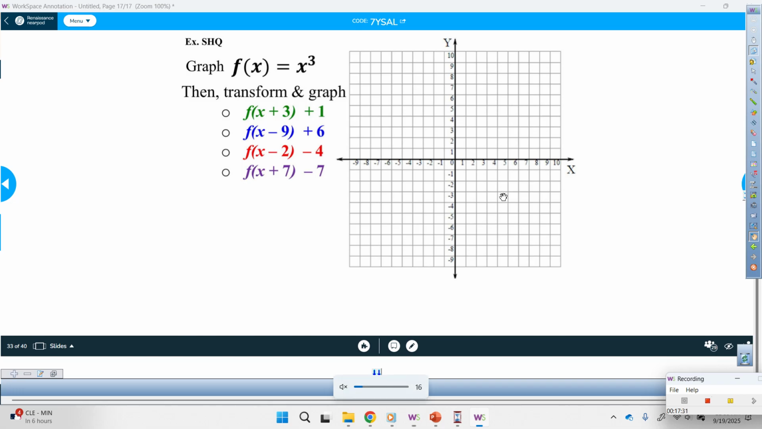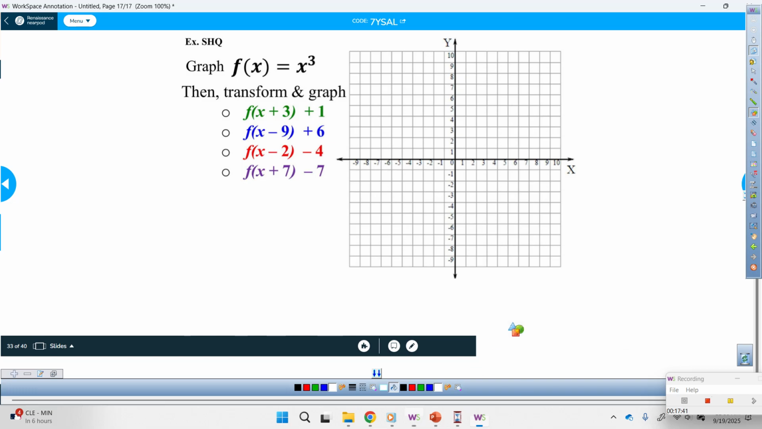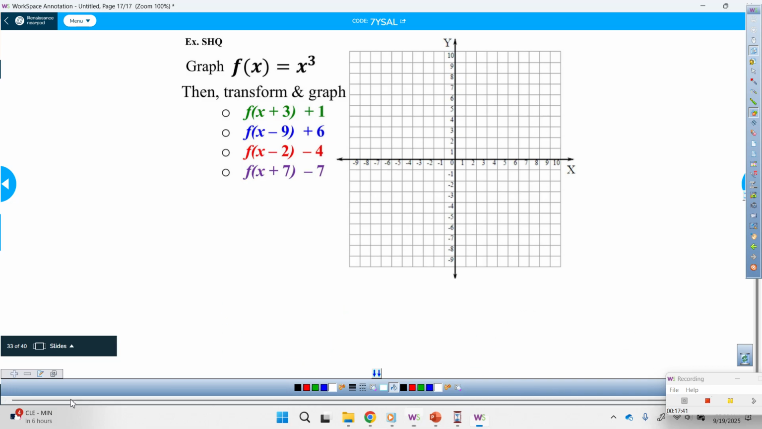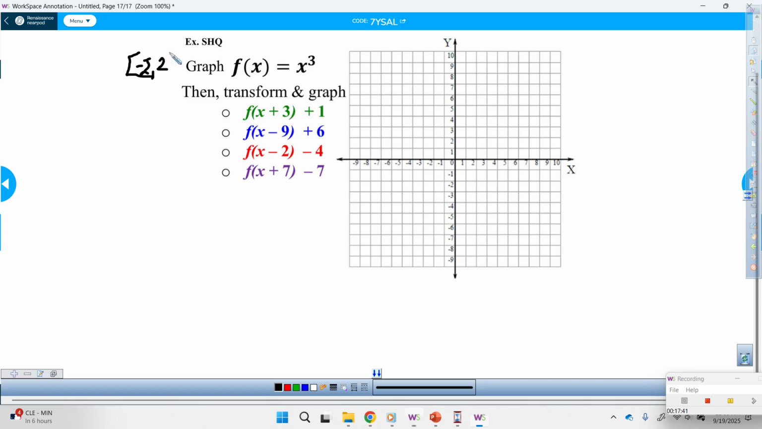All right, so example, question says graph f of x equals x cubed, and they give you transformations. So remind your neighbor what domain we're going to use again. What domain do we use? Negative 2 to 2, that is correct. Bracket, that's our domain.